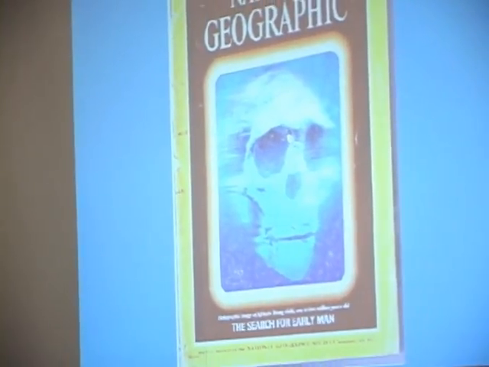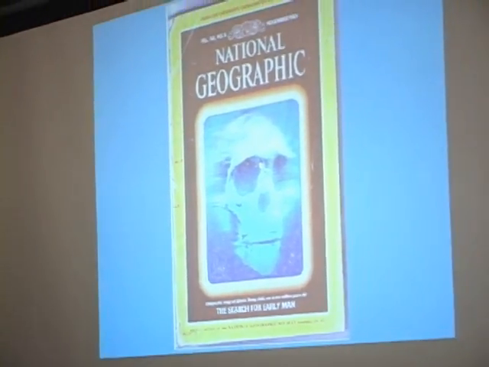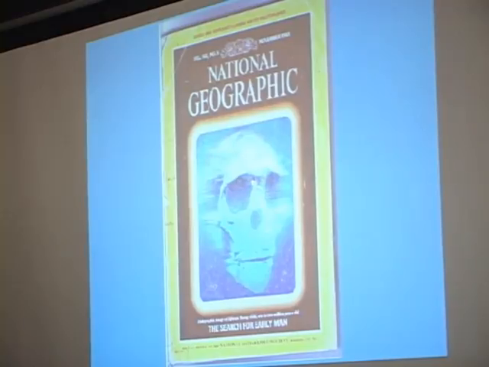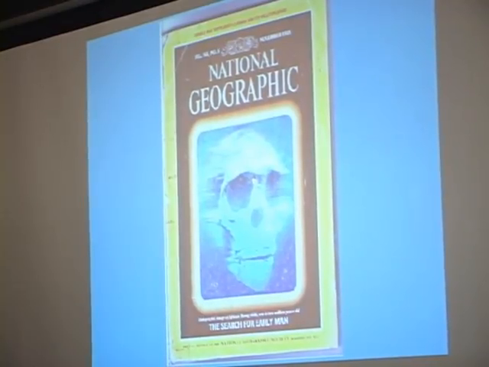This is the cover of National Geographic magazine. It's November 1985, volume 163, number 5, The Search for Early Man. If you get the opportunity to go to a thrift store or a used bookstore, search for this particular National Geographic magazine. It has some very, very good information in it.